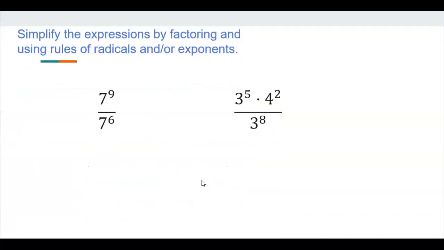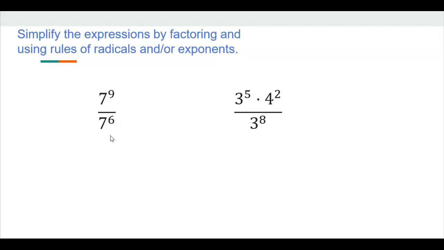So we're just going to go through several problems. Simplify the expressions by factoring and using rules of radicals and/or exponents. So we're kind of free to do whatever we want here with the exponent rules and the radical rules. We can use the ones that make sense to us and possibly get it in a simpler form. And if not, we can at least manipulate it into a different form and see if that looks better to us or makes more sense.